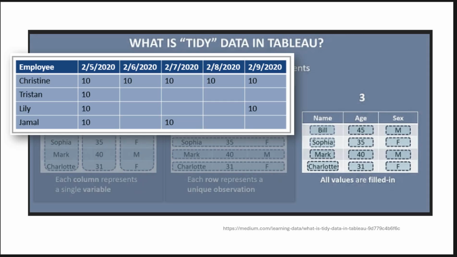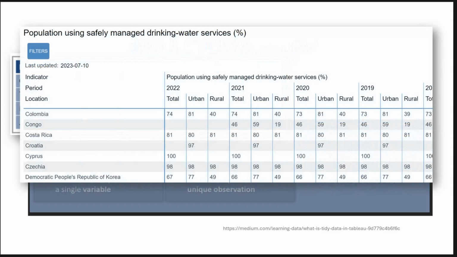But what about this data? This is from the World Health Organization. It's data on the percent of a country's population that's using safely managed drinking water. The Congo doesn't have any values for 2022. But does this mean that no one was using safely managed drinking water, or that maybe no data was collected in 2022? We can't just fill empty cells with zeros to make our data sets complete. That's going to impose some bias.